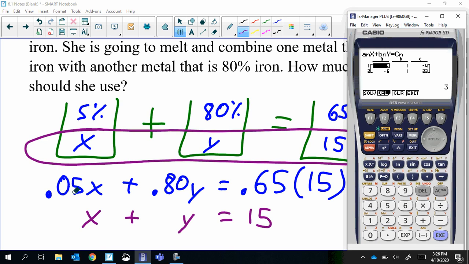And we'll type this out. So the first coefficient is 0.05, and then 0.80. And then this last part, we can actually multiply it right here. We don't need to multiply it first. 0.65 times 15. Just type in the simple calculation right there, and it will do it, 9.75. And our next coefficients are 1, 1, and 15 from the second equation. Solve it, and we get 3 and 12.